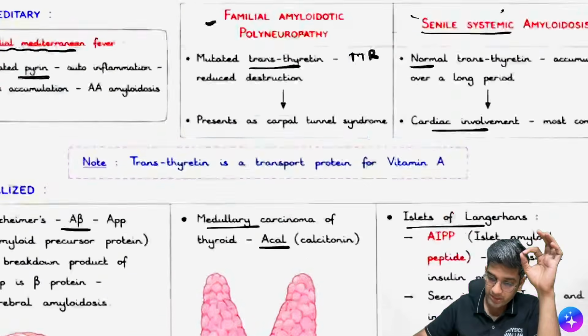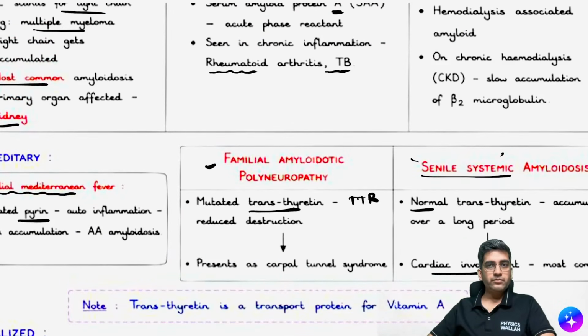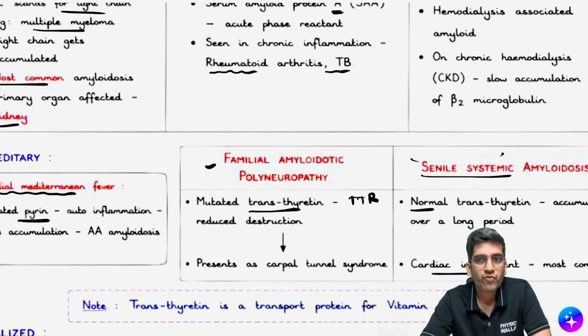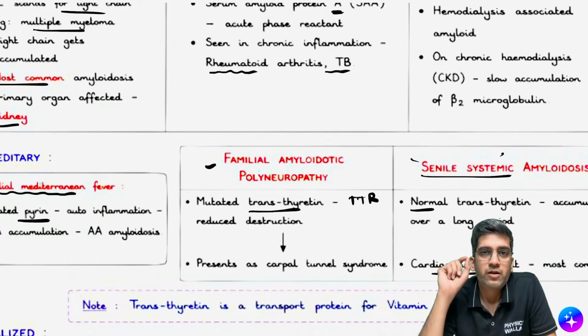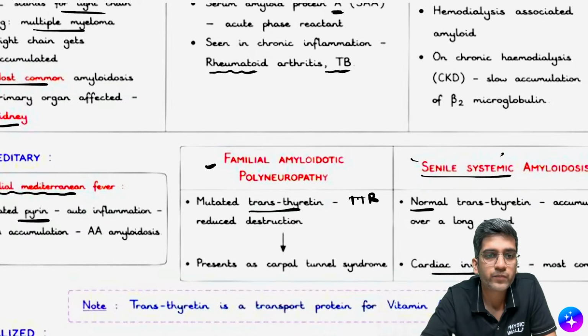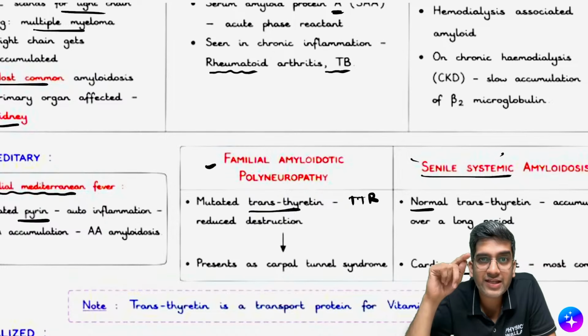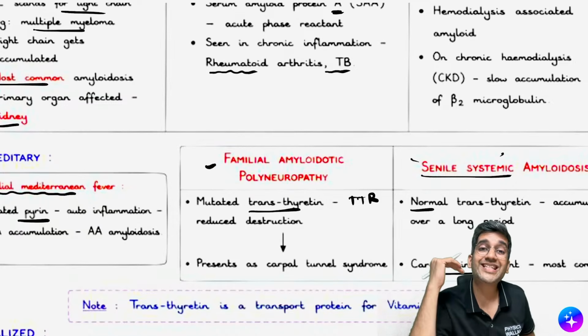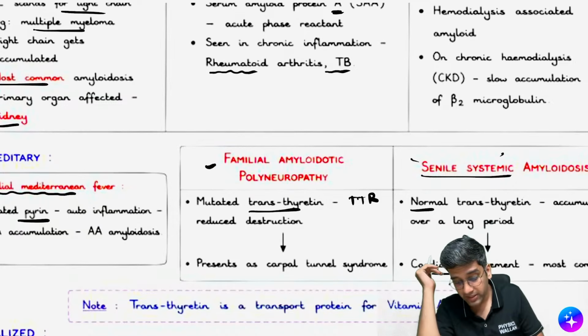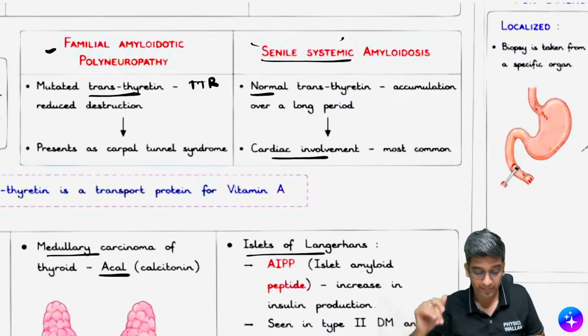I'm going to ask you a question. I want you guys to answer. In pancreas, will you have amyloid deposit in type 1 diabetes or type 2 diabetes? Type 1 or type 2? Amyloidosis is excess deposition of protein. So it has to be in a disease which produces excess insulin, not less insulin. So it has to be in type 2 diabetes mellitus, right?